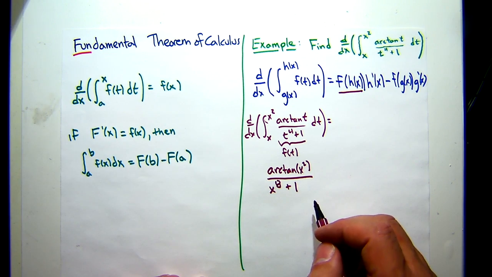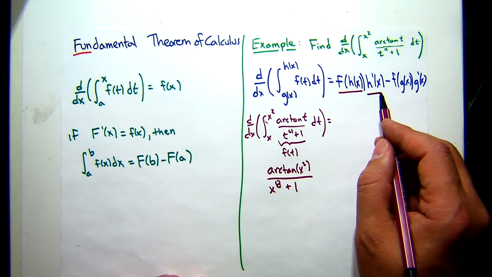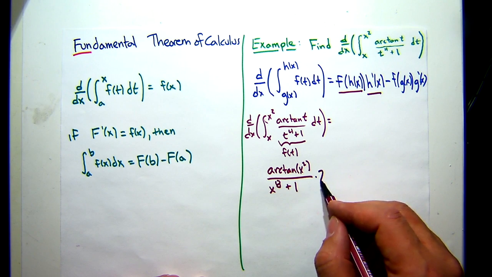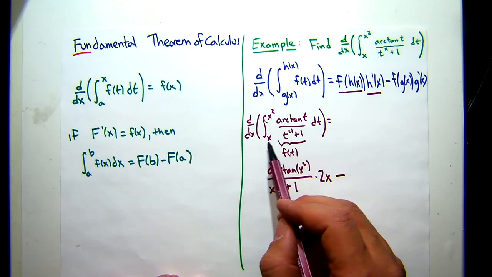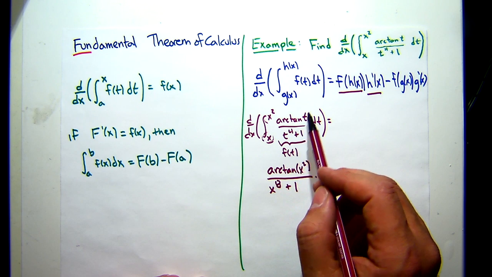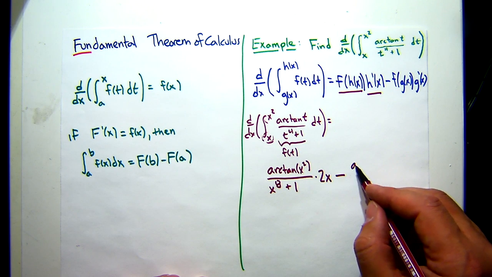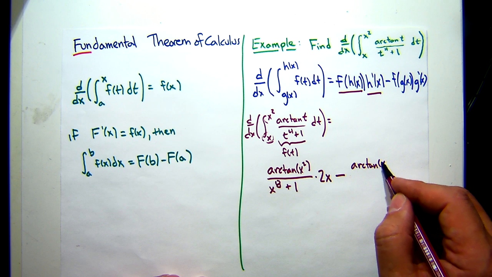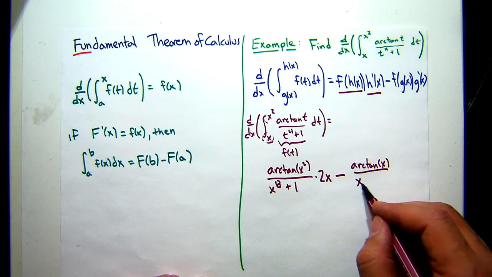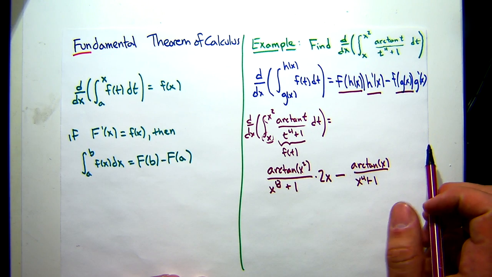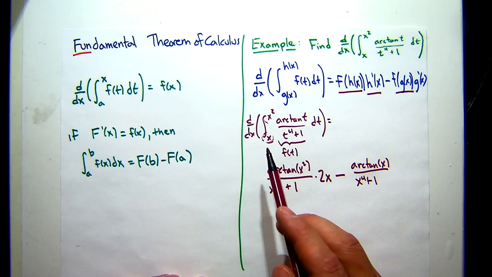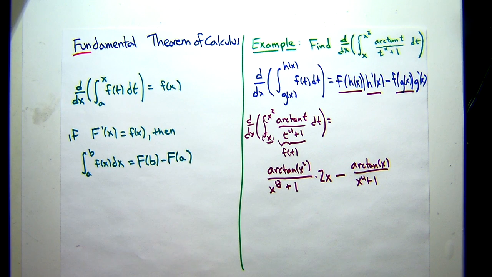What do I need to do next? Multiply by 2x because I need to get the h prime. So multiply by 2x, minus. Now I come here. I'm going to now put in the x. So everywhere I see t, I put x. So that's arctangent of x over x to the fourth plus 1. And then what do I do? That's my f of g of x, and I do times g prime. g prime is 1. And so I just leave it like that, times 1.